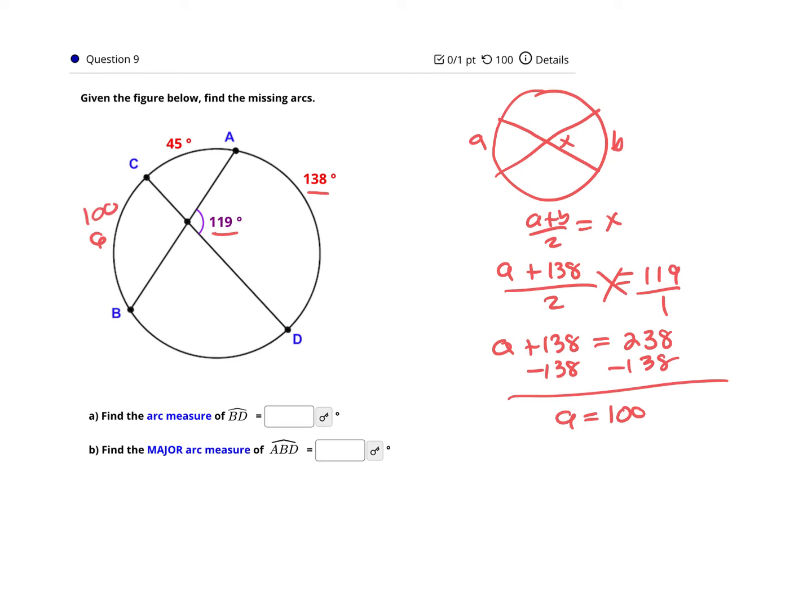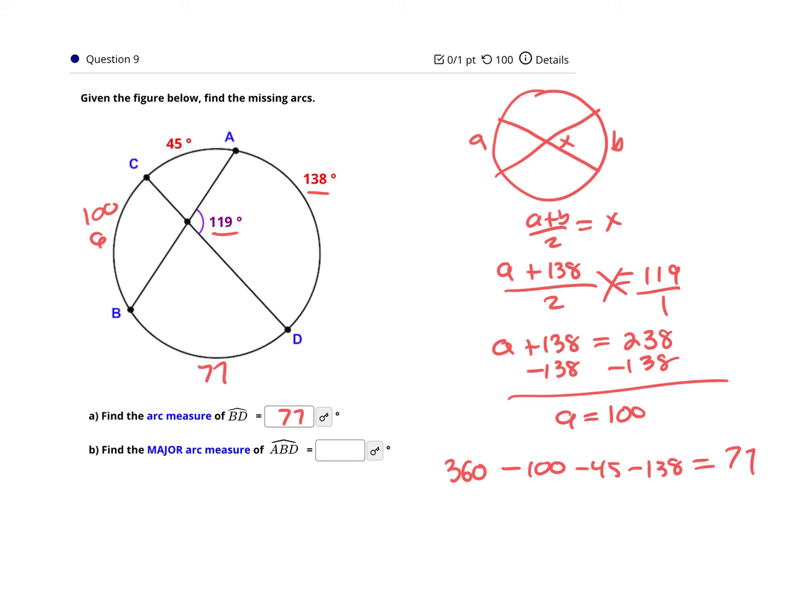Well, now that I know that, I can find arc BD simply by going ahead and adding them all up and subtracting from 360. So if I take 360, subtract 100, subtract 45, subtract 138, that will give me 77. So that means that that arc is 77.